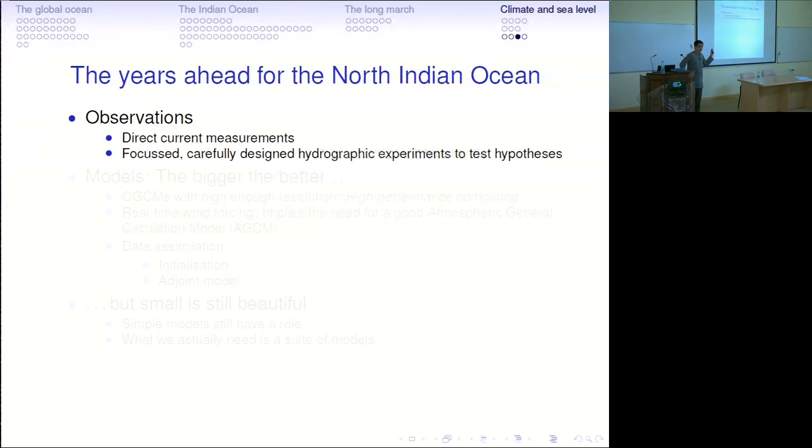It's no longer sensible to take a ship out just because you have to take a ship out. You have to plan carefully, focus carefully, and design hydrographic experiments to test hypotheses. And I will tell you to read just one paper, from 2013: the summer monsoon pump in the Bay of Bengal. It could not have been done without a ship and a CTD. Could not have been done. There's no measuring instrument today that can do it, automated mode or whatever. It would not have given you the confidence that you had in the data.